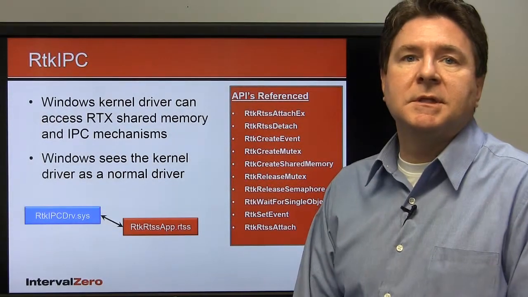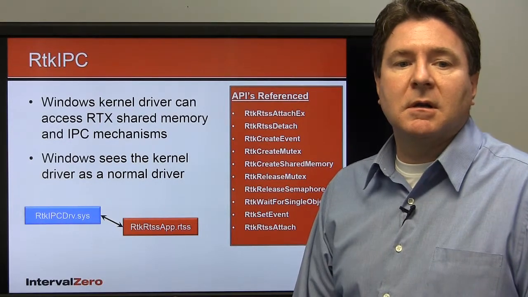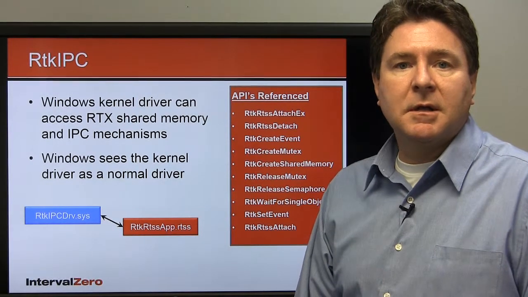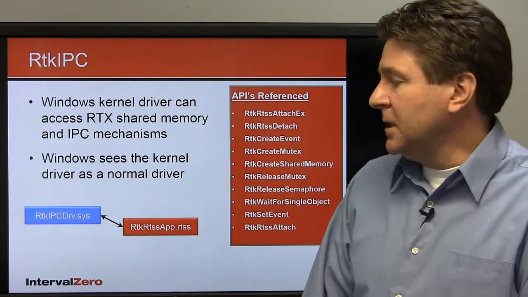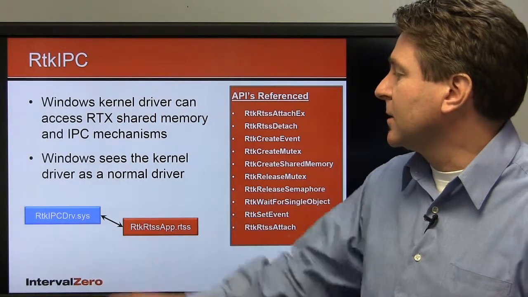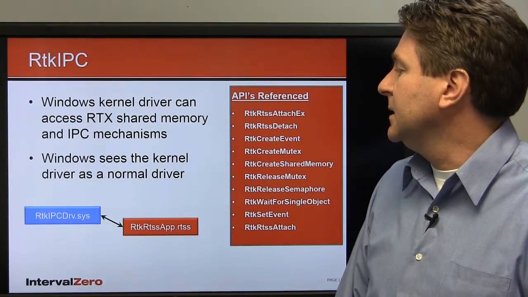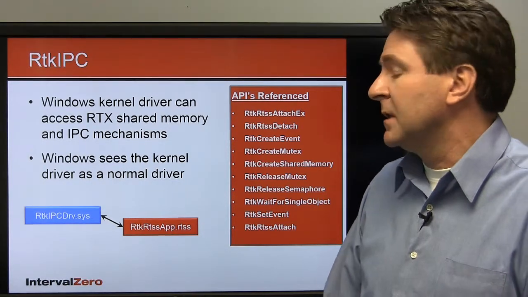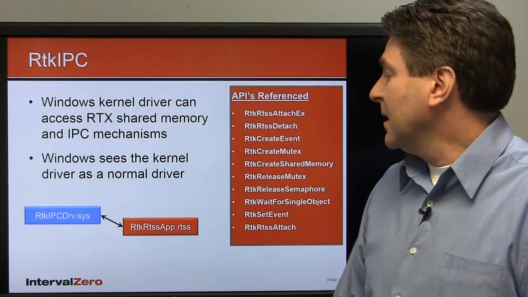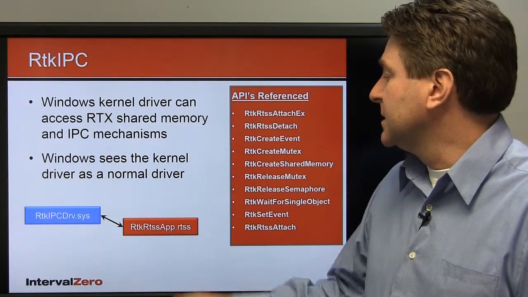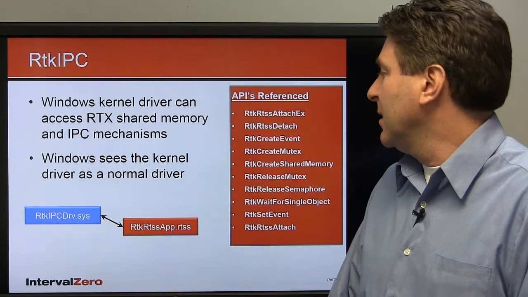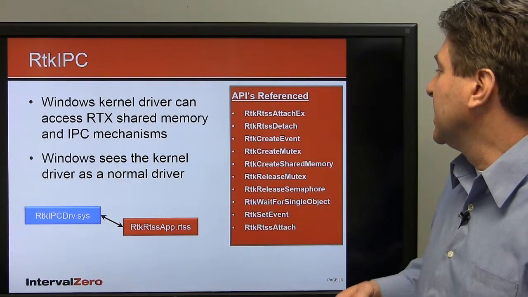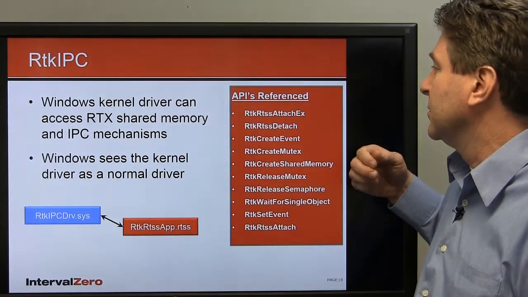The next sample is the RTK IPC. This one does a lot the same as the previous sample to demonstrate sharing data between 2 processes. But in here, the Windows process is actually a kernel driver. The RTK IPC driver.sys runs in the Windows kernel space, and it appears to Windows as a normal Windows driver. And the real-time process is the RTK RTSS app, and they're passing data back and forth, just like the previous example, but they need to do a bit more to do that because it's a kernel driver.